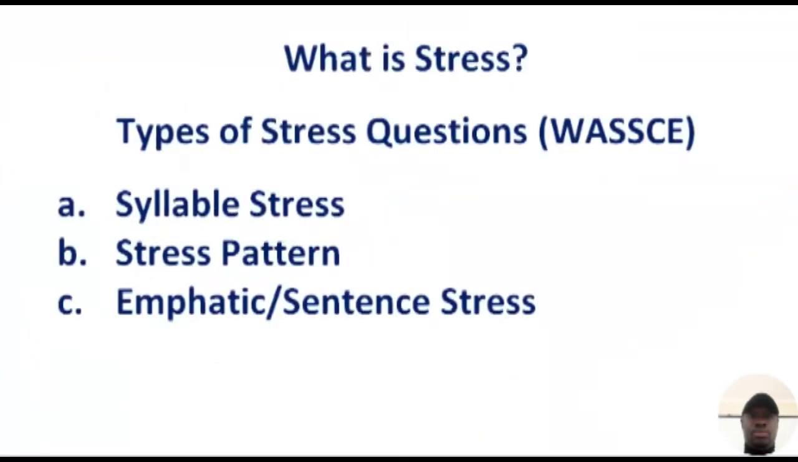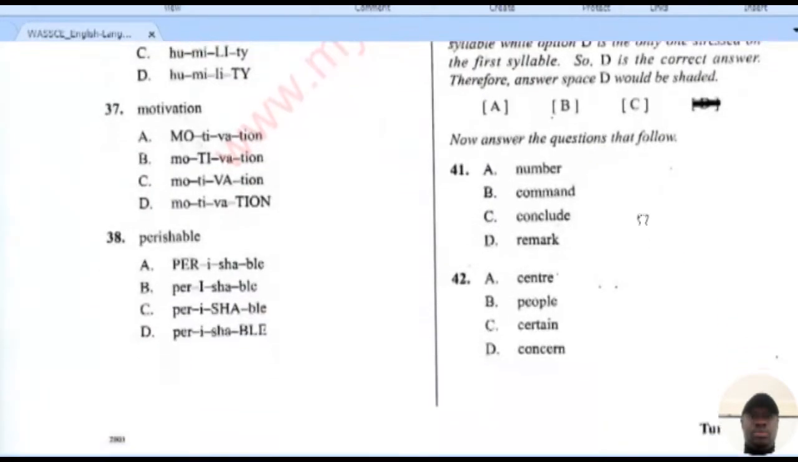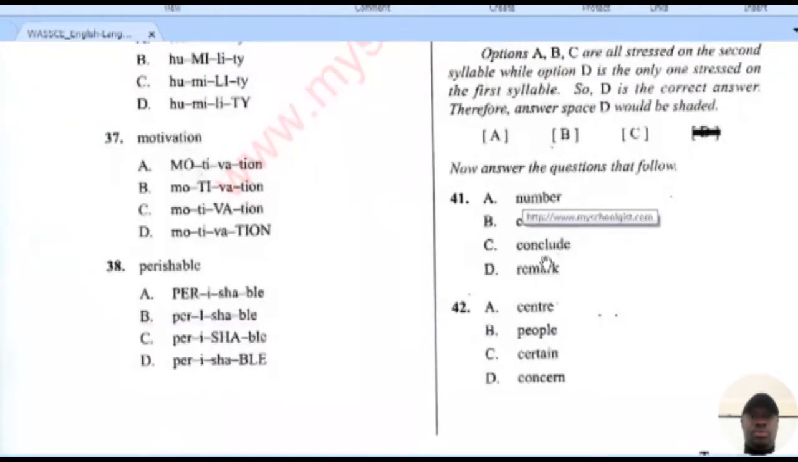Secondly, the stress pattern. This is the stress pattern. Here, they will give you 4 options. 3 of the words here have the stress on a particular syllable, while one of them is different. There are different rules guiding this, so I will explain that to you when we get to it, not today. So 3 of the options have the stress placed on a particular syllable. It could be on the first, then one of them will be placed on a different syllable. So that is your answer.